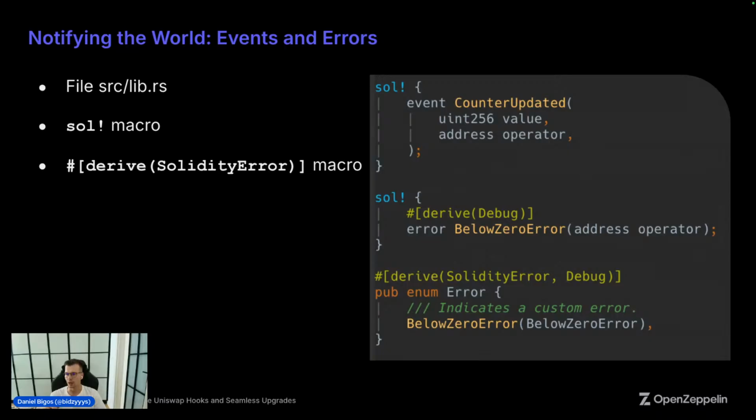So as you can see on the screenshot, I define the CounterUpdated event. Also, I define the BelowZero error. Now I need to mention that each Rust function must have a strictly defined return type. So it can return just a value, nothing, or a result that can be success or error.